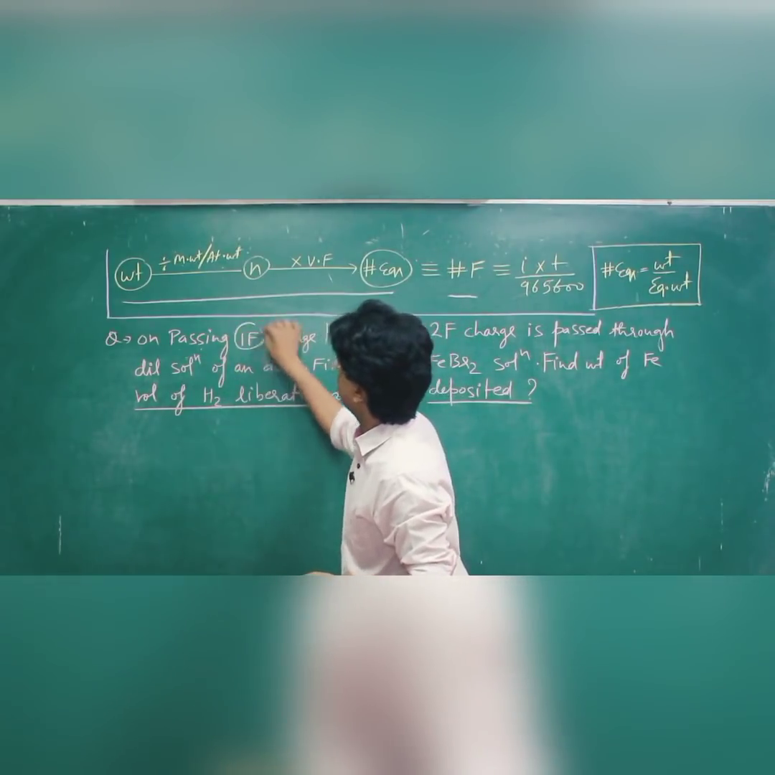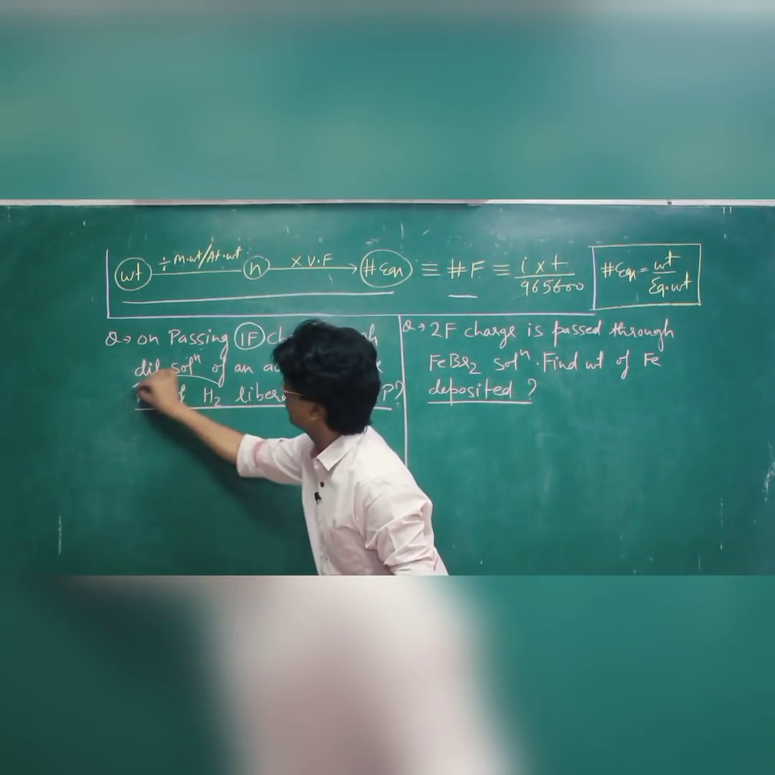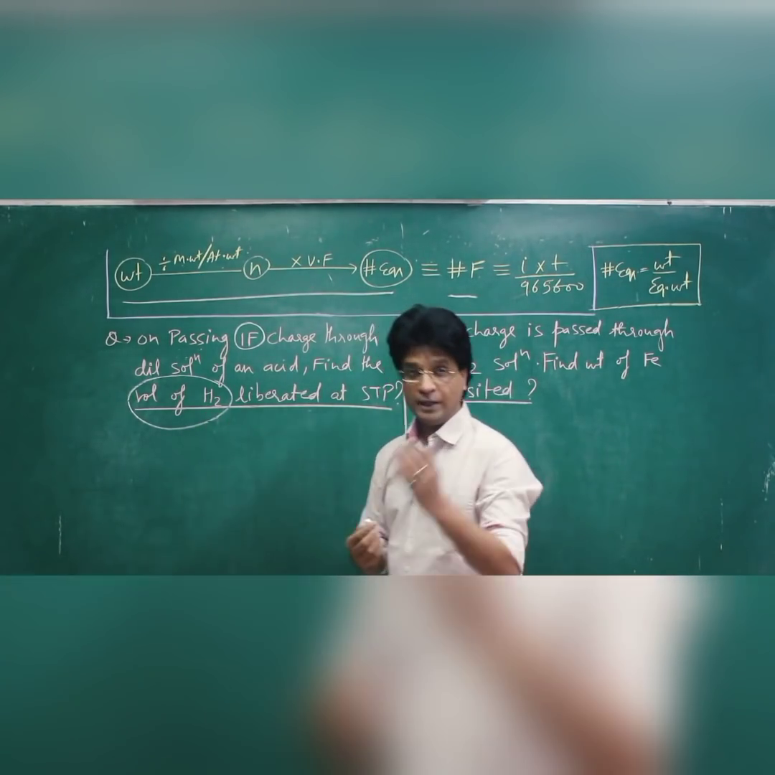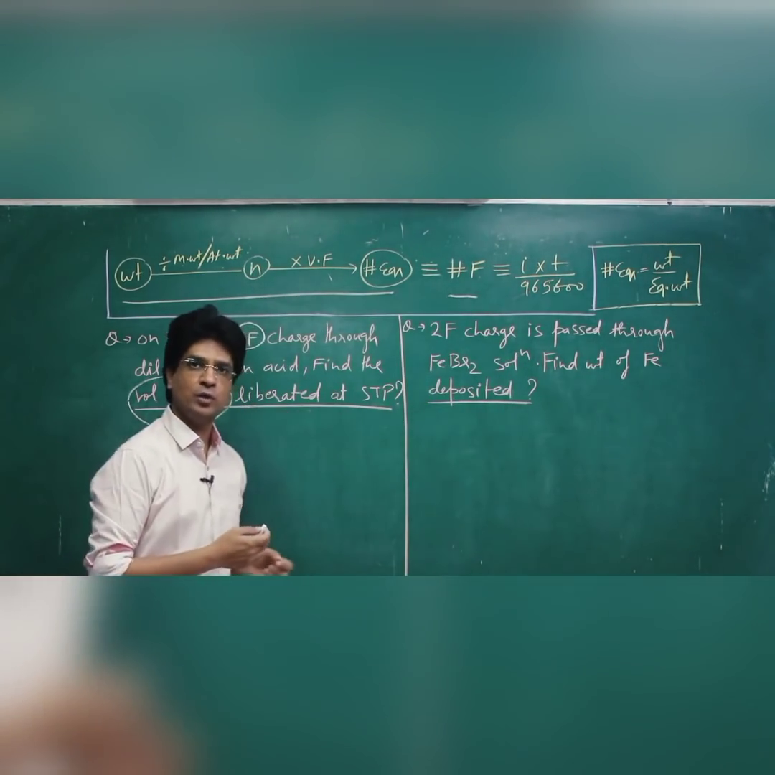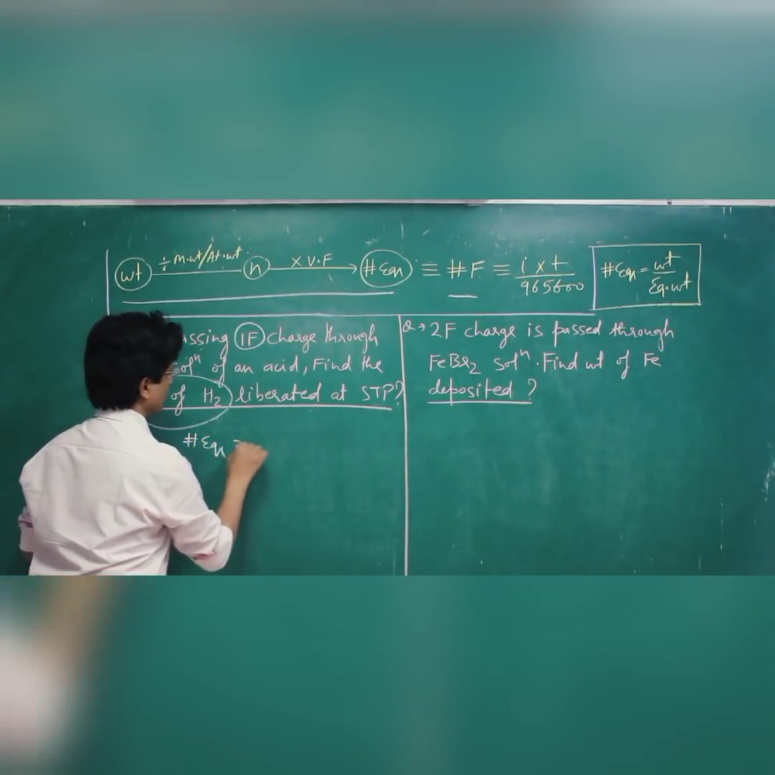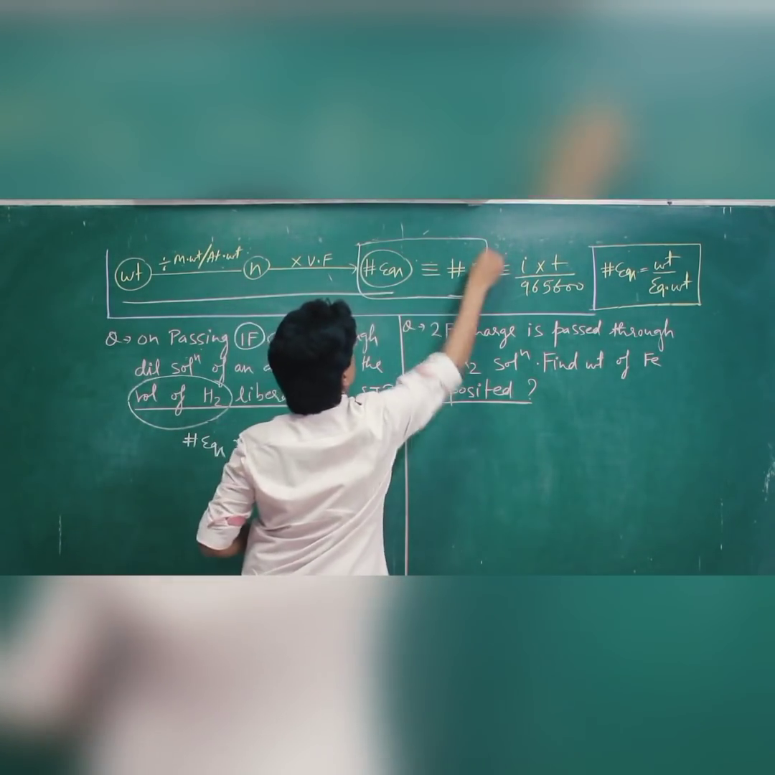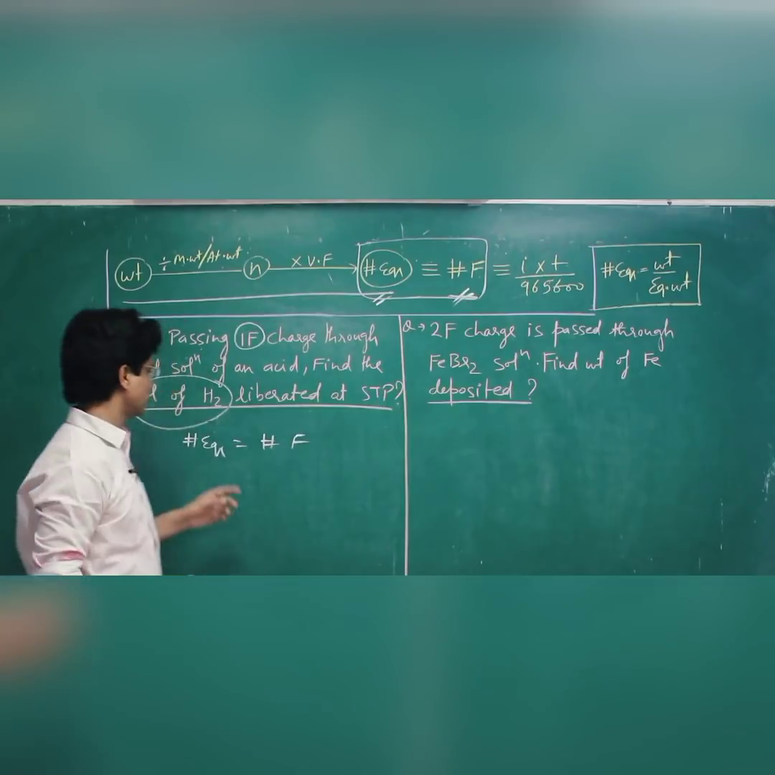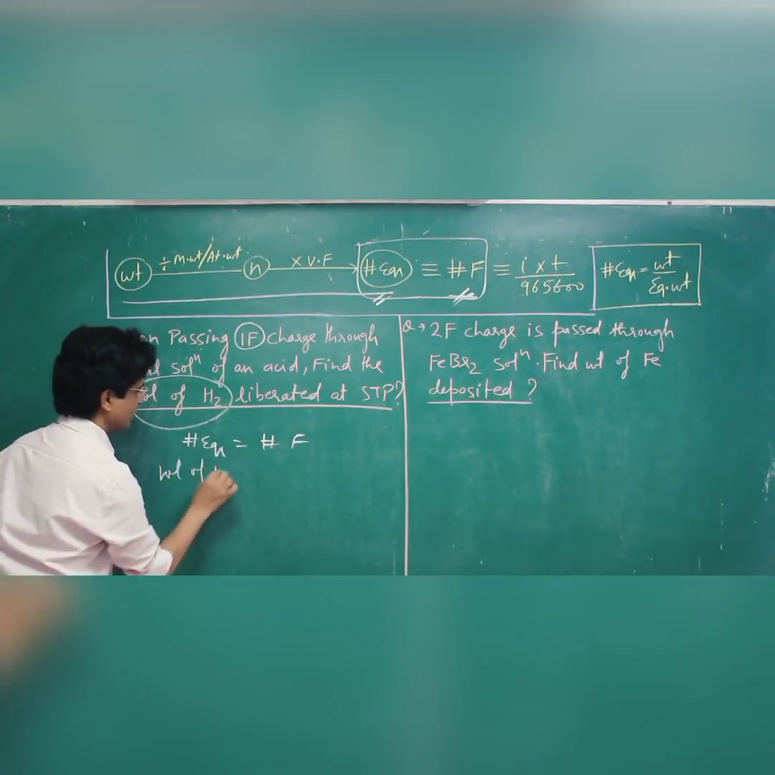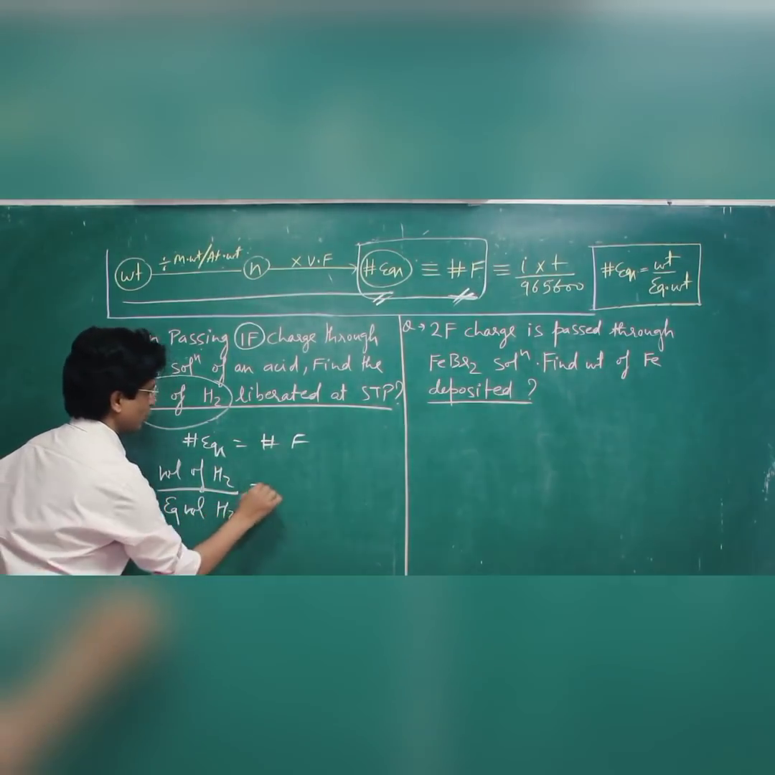On passing 1 Faraday charge through dilute solution of an acid, find the volume of hydrogen liberated at STP. Now here a gas is involved. I told you a trick to handle the questions of gases, that number of equivalents is equal to number of Faraday. This is the physical part, this is the electrical part. So number of equivalent for gas is what? Volume of hydrogen, the gas, upon equivalent volume of hydrogen should be equal to number of Faraday.